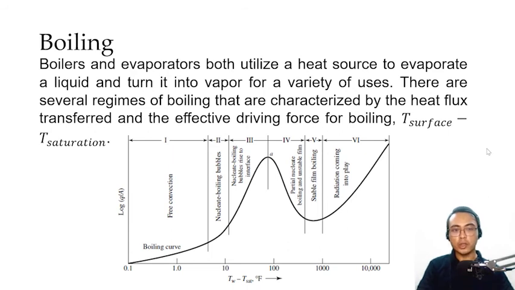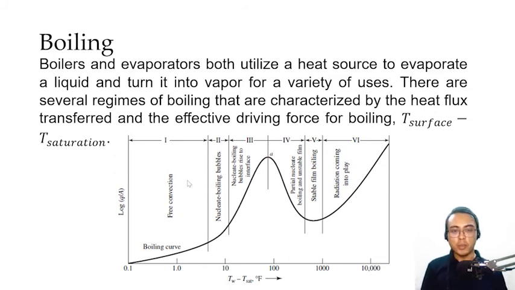So to make this easier to visualize, let's take boiling water in a pot as an example. Since we are boiling water at atmospheric pressure, the saturation temperature is 100 degrees Celsius, that is the boiling point of water at atmospheric pressure, and the surface temperature will be the temperature of the bottom of the pan that is exposed to the heat, okay?